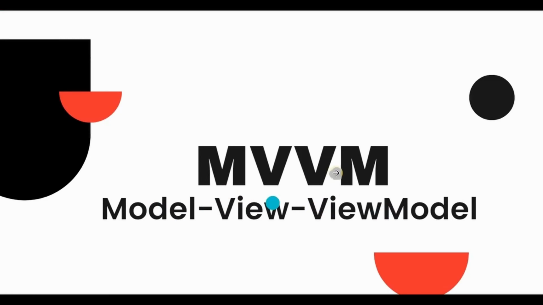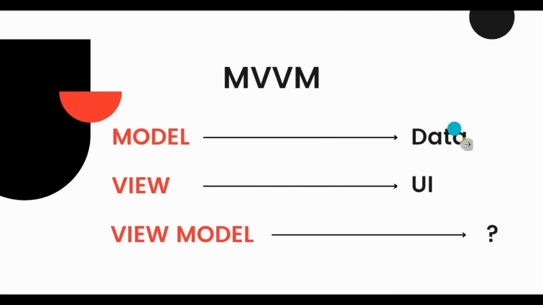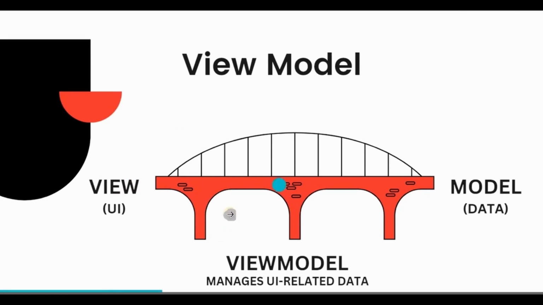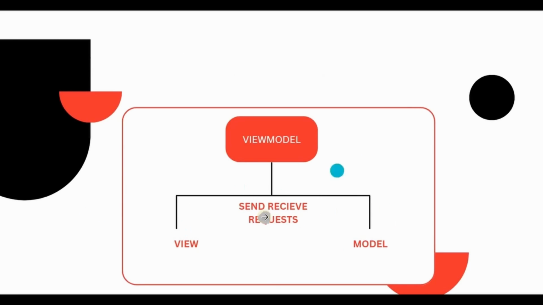You remember these are the three components of MVVM, right? Model, View and ViewModel. Model represents the data, View is basically the UI, and ViewModel acts as a bridge between model and view. Basically, it is responsible for managing UI-related data and also for communication that takes place between view and model. Communication as in to send and receive requests to perform a particular action.